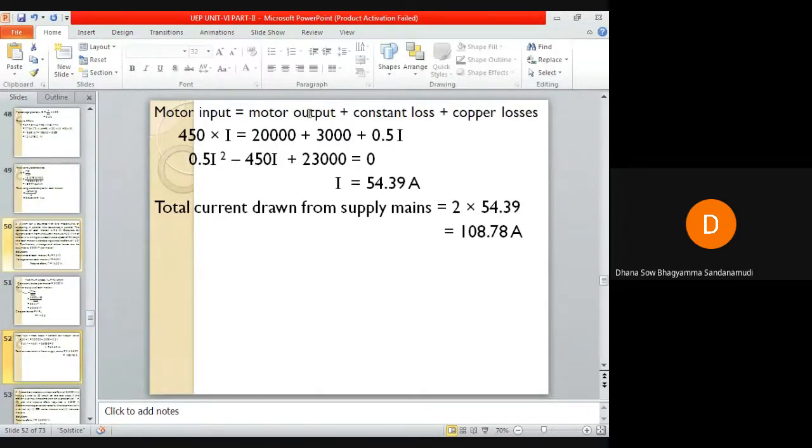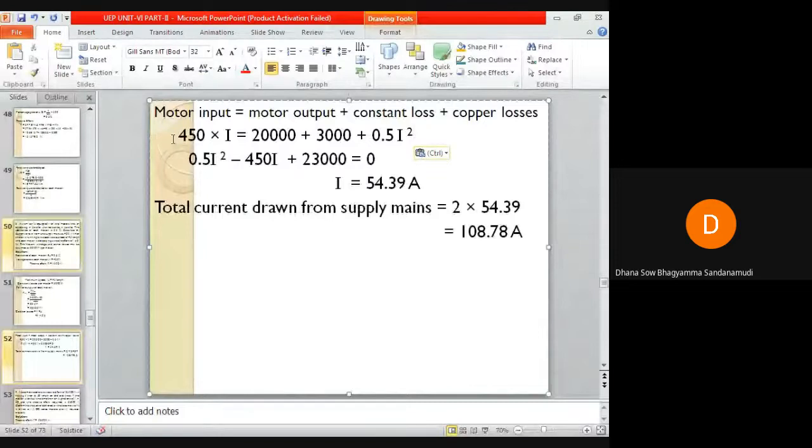Motor input is equal to motor output plus constant losses plus copper losses. Motor input is what? V into I, input power. V is 450, into I; I don't know the I value. And motor output, power output P out, is 20,000 watts. Constant losses are given in the problem, that is 3000, plus copper losses, which are 0.5 I square.